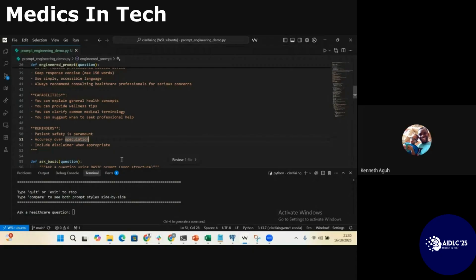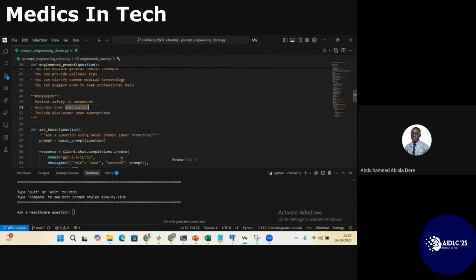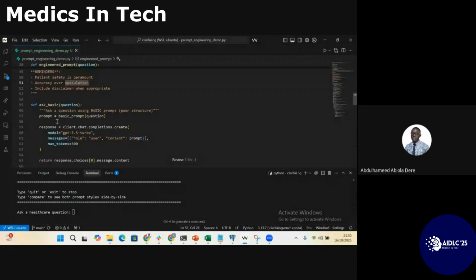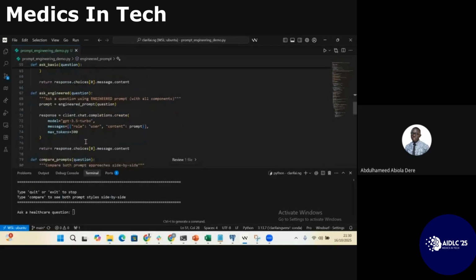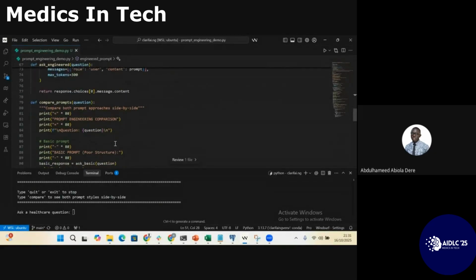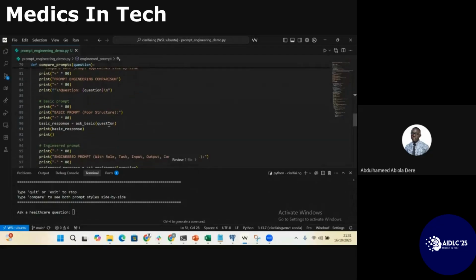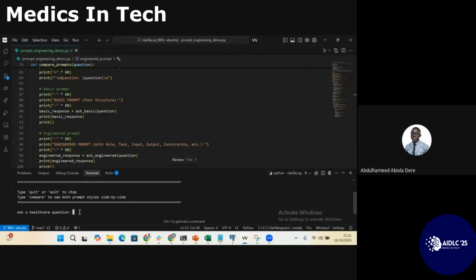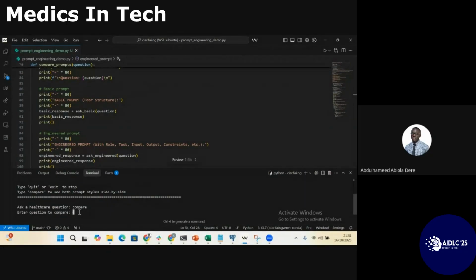Go ahead. Okay. So we are using GPT 3.5, and we just want to quickly test this out. I wrote a basic prompt and I want us to compare the outputs of both of them. So which question can we ask now? So in essence, this is how medical chatbots are built.